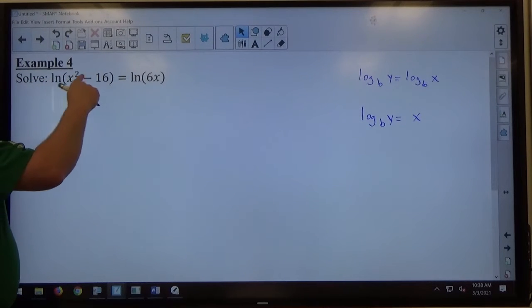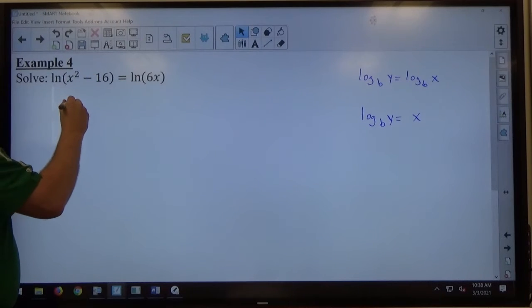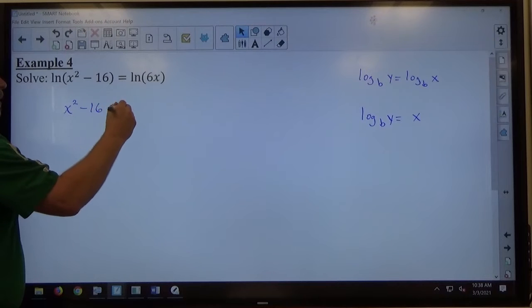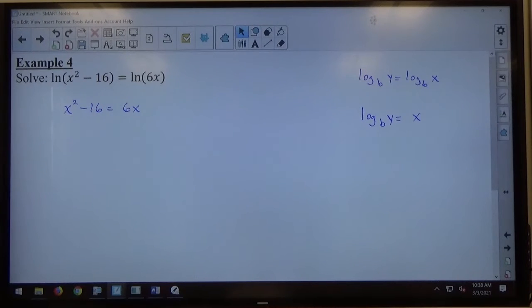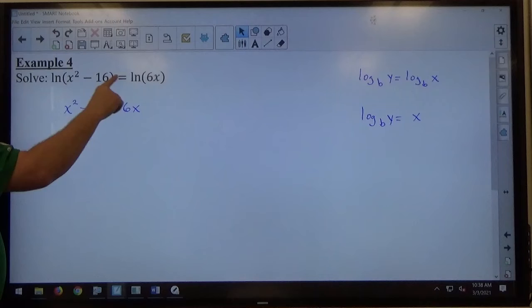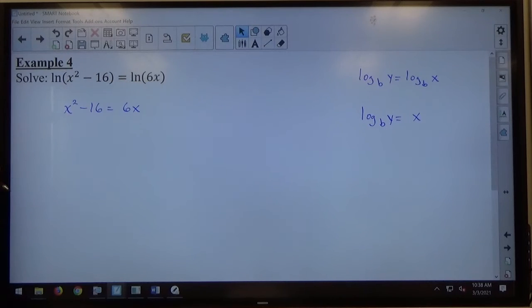Once you have one log and the other log equal to each other with the same base, the arguments of those logarithms must be equal to each other. Just like exponential expressions, once you have the bases the same, the powers are the same. If you have logs with the same base, the arguments are the same. All right? And now logarithms are out of the problem. Now we're down to just an algebraic equation that has whatever structure it has, and we'll have to solve it.